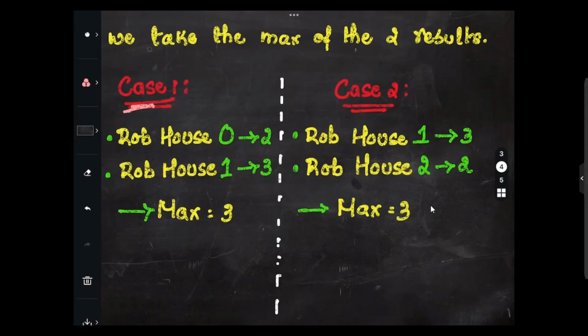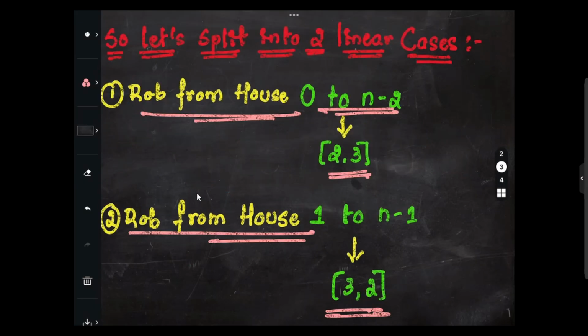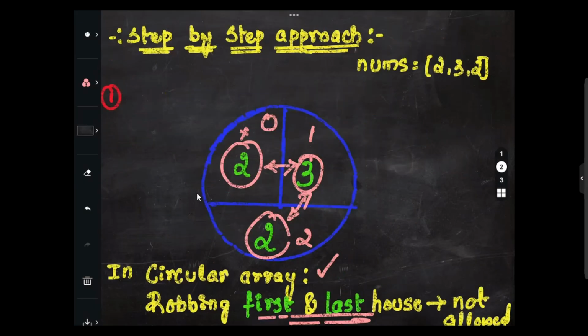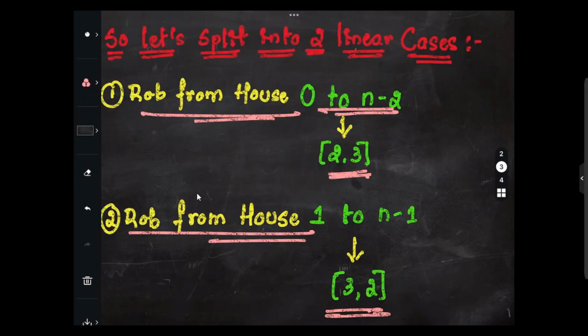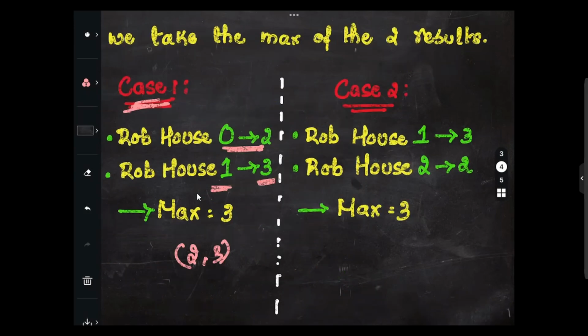For case 1, we will drop the last house and rob house 0, which is 2, and house 1, which is 3. Here I am speaking of 2 comma 3. We have already considered this one, right? Out of 2 comma 3, which one is the max? Max of 2 comma 3 is 3 in this case. So we are considering the max here.